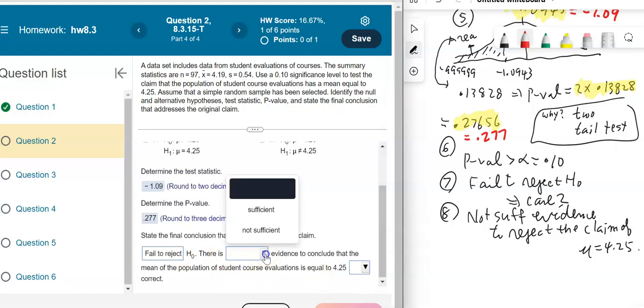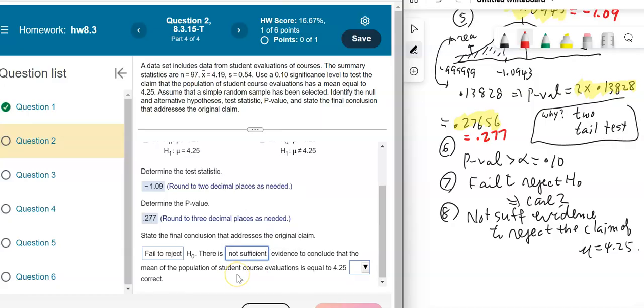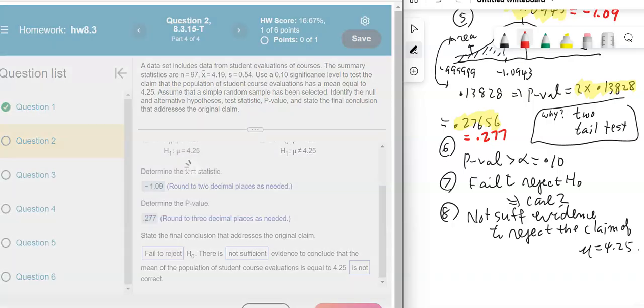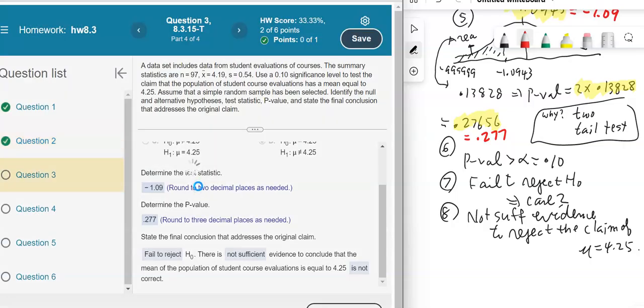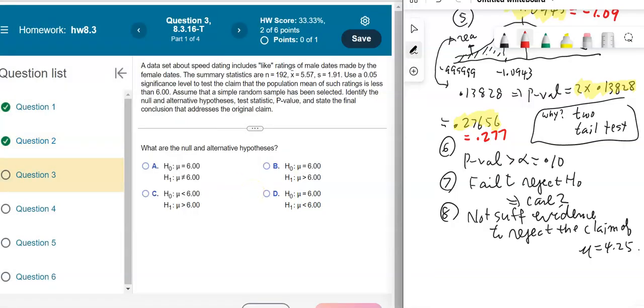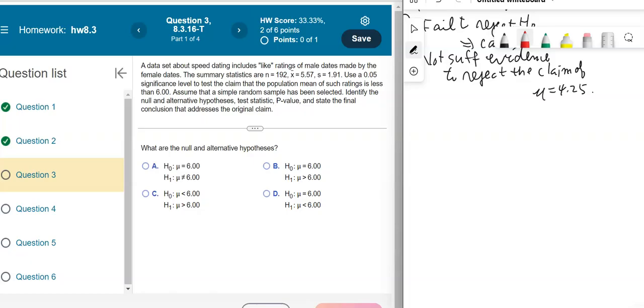There is not sufficient evidence to reject the claim. So there's not sufficient evidence to reject it. The wording is a little strange, but you have to understand.